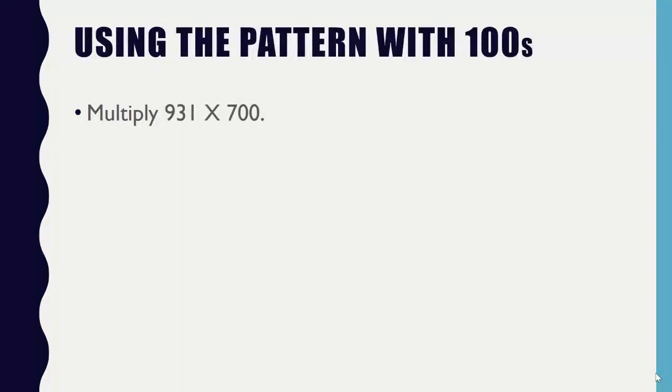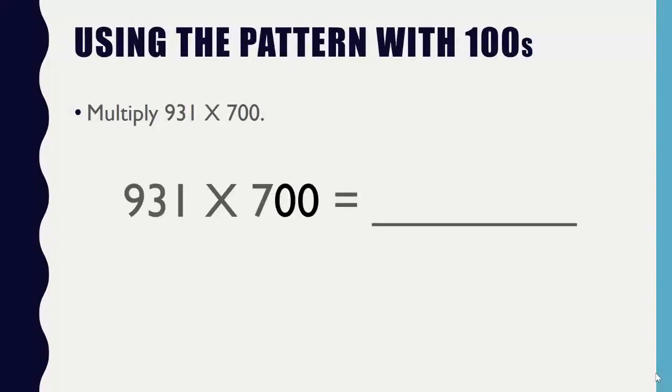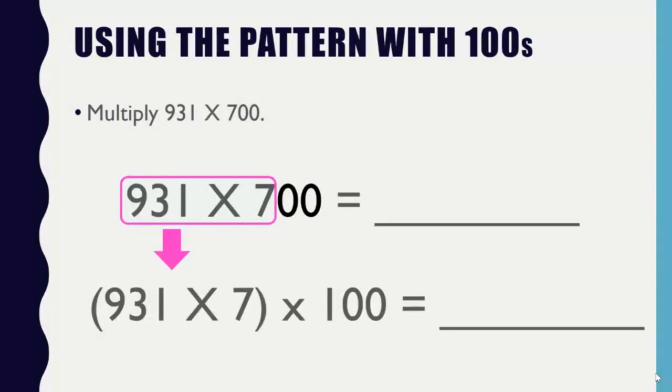Now let's look at a multiplication problem with the pattern of 100. So we have 931 times 700. Again, before jumping into that multiplication, we want to think to ourselves, are either of those numbers a multiple of 100? In fact, 700 is a multiple of 100. And since 700 is a multiple of 100, we're going to break apart our base problem. And our base problem would be 931 times 7. Again, mathematically looking at this, we would be saying that we would have 931 times 7, and then off to the side is times 100.